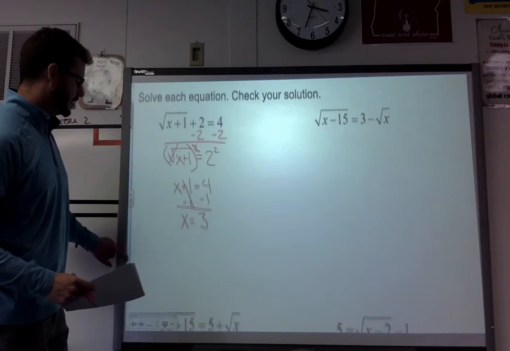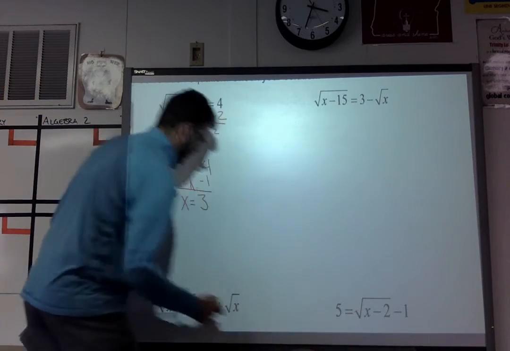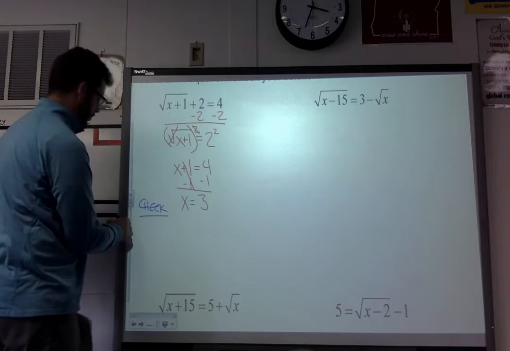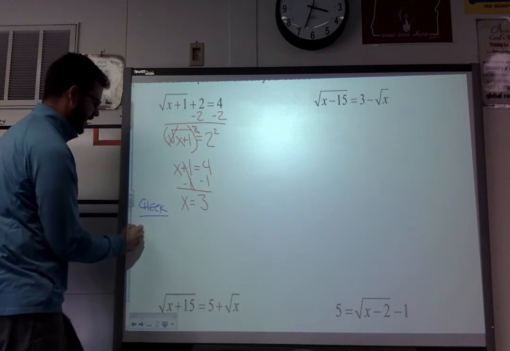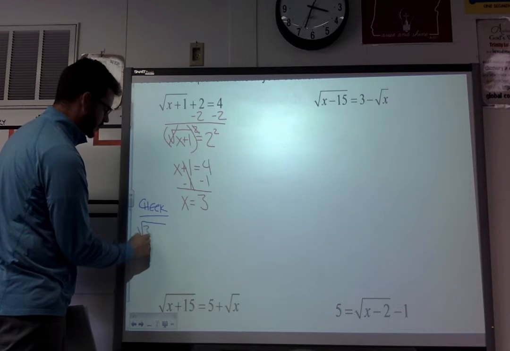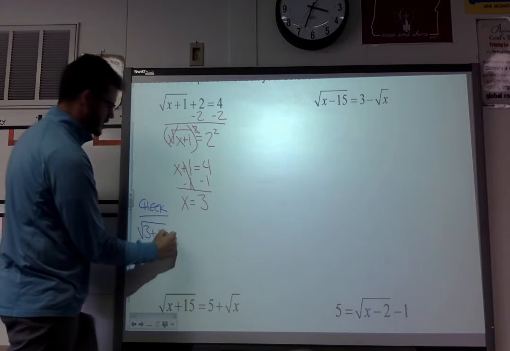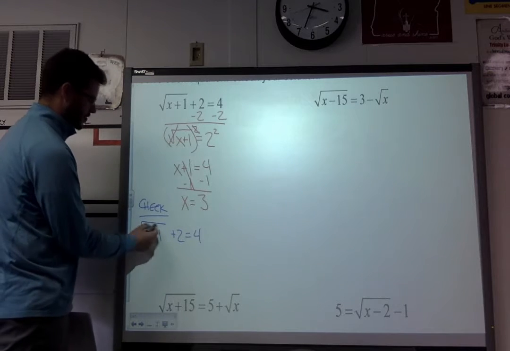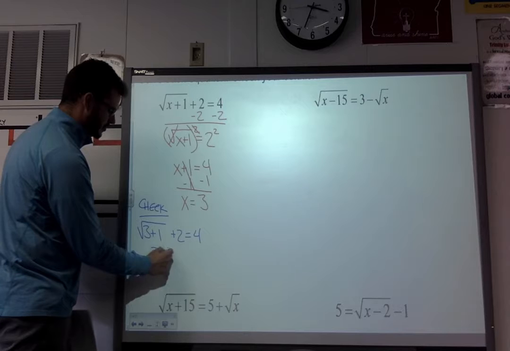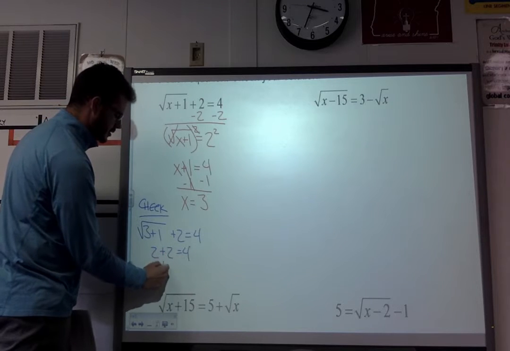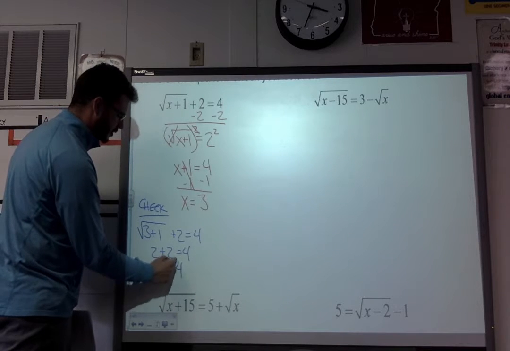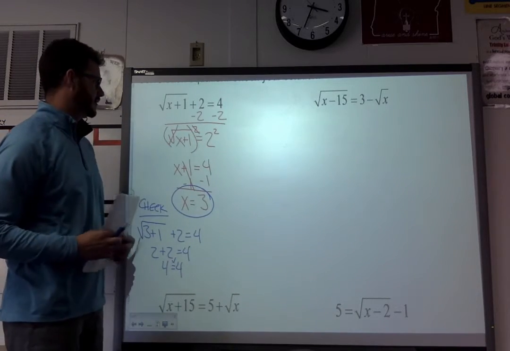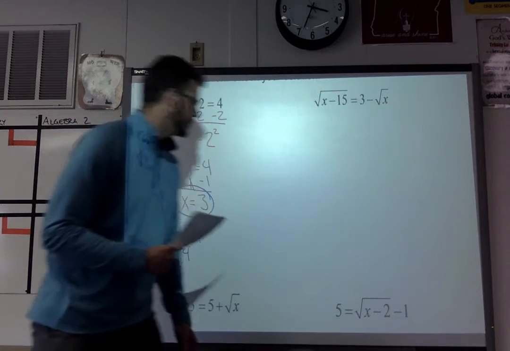Now that we've found that, we want to check to make sure the answer works. To do that, we plug 3 in for x in the original equation. The square root of 3 plus 1, plus 2, equals 4. Or the square root of 4, which is 2, plus 2 equals 4. 4 equals 4, that works. So x equals 3 is our solution here.